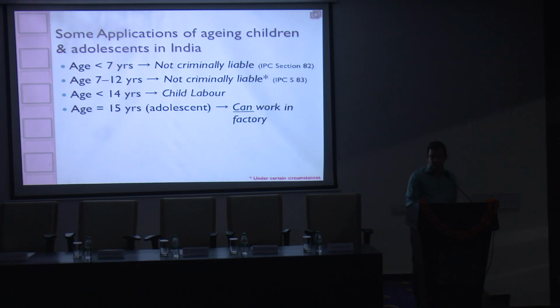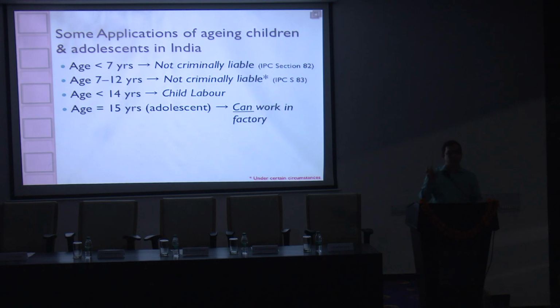15 years is the age at which a child can perform slightly harsher, more rigorous work. So a child can be employed in a factory only after he or she is more than 15 years of age. So these are certain sections of the law in which age estimation in these cases can become important.